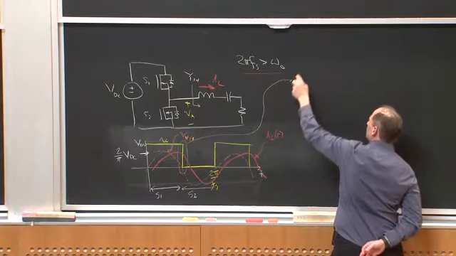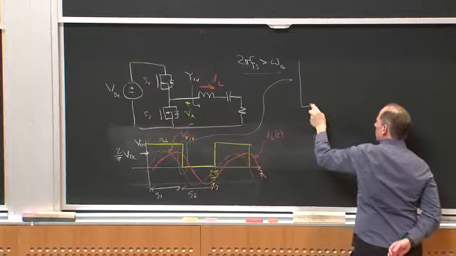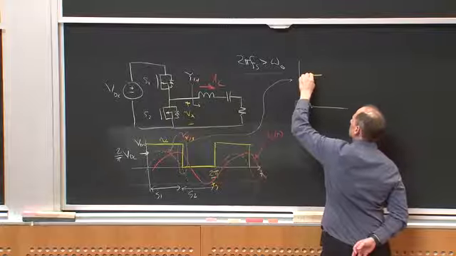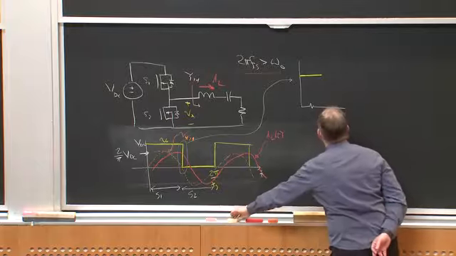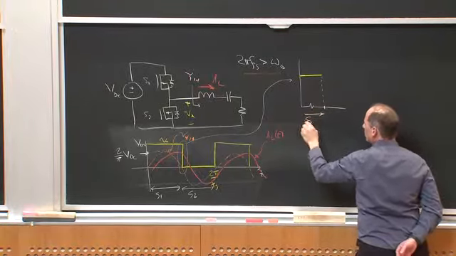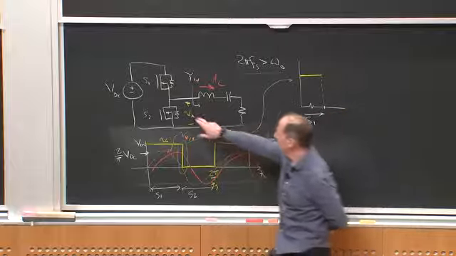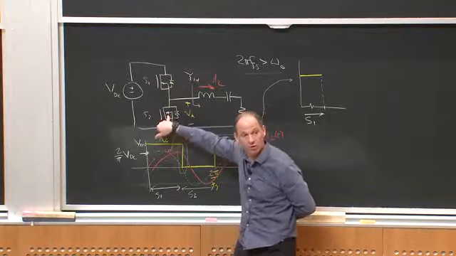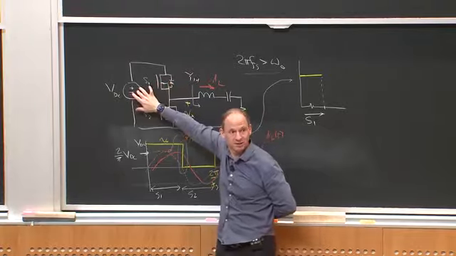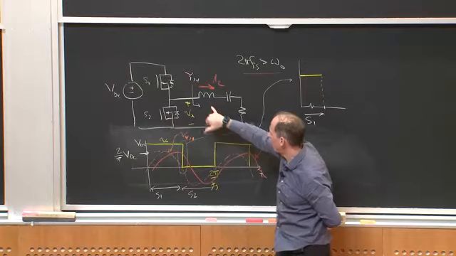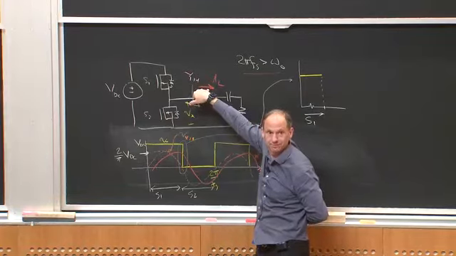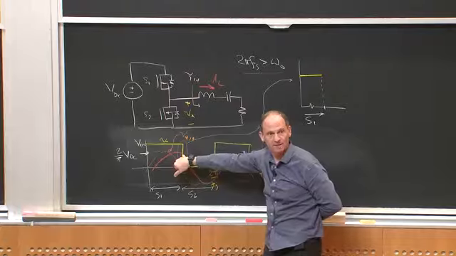So here I am, I have S1 on. At some point, I'm going to turn S1 off, and then I'm going to turn S2 on. But I need some dead time between them, because otherwise I could accidentally short out my DC bus. And in that time period, what is the sign of the current IL? It's greater than 0, right?